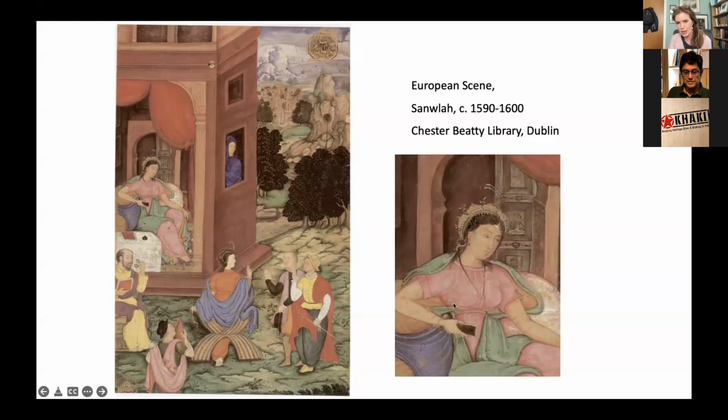Here's a beautiful close-up, and in that headdress and so on as well, you can see, I think, the influence from the Pietas Regia engraving.